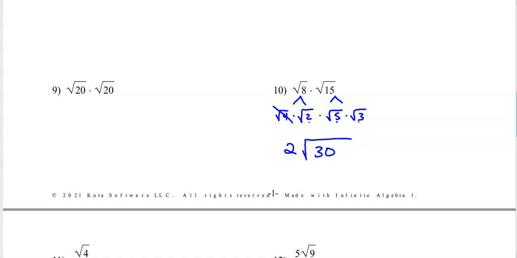I'll double check myself to make sure we get the same answer. 2 radical 30 is about 10.95, and the square root of 18, parentheses, times the square root of 15. Why did I say 18?